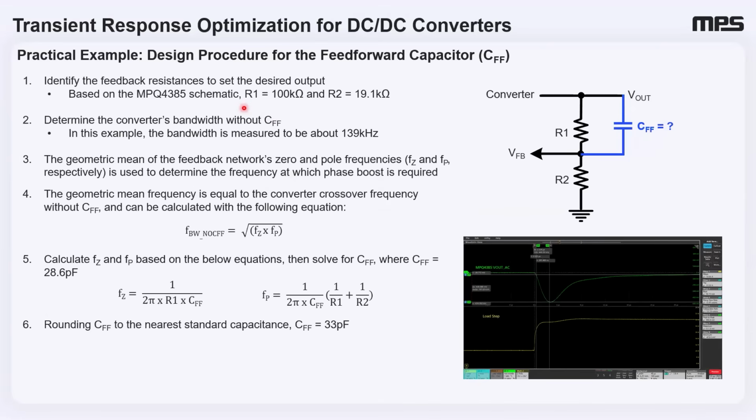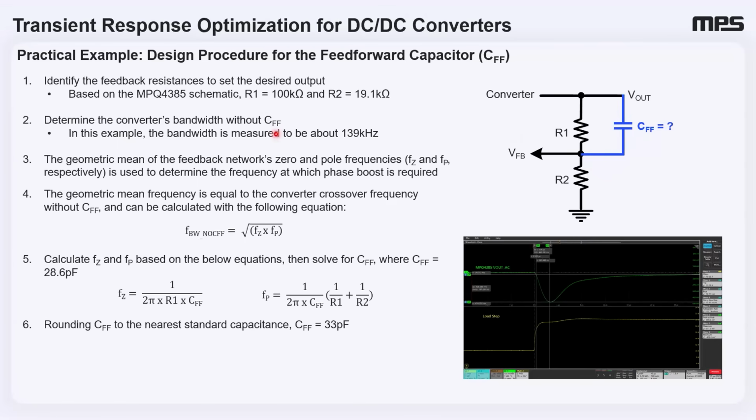So let's go through the design procedure steps. The first step in designing the feed-forward capacitor is to establish our baseline feedback network. This typically involves estimating or selecting our feedback network values, the voltage divider resistors, to set the desired output voltage. In our example, based on the MPQ4385 schematic for 5 volts output voltage, R1 is 100 kilo ohms and R2 is approximately 19.1 kilo ohms.